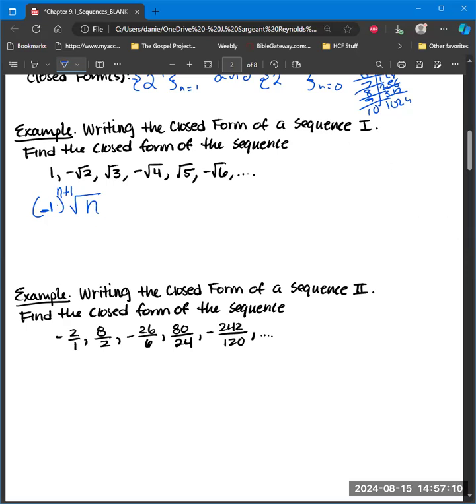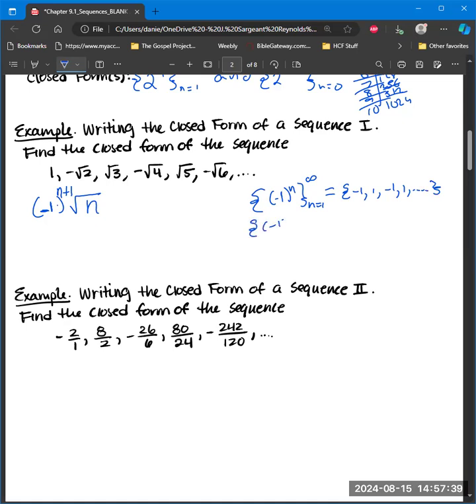One of the ways that I can write this is, and you should know that negative 1 to the n, going from 1 to infinity, is going to be negative 1, 1, negative 1, 1, and so on.